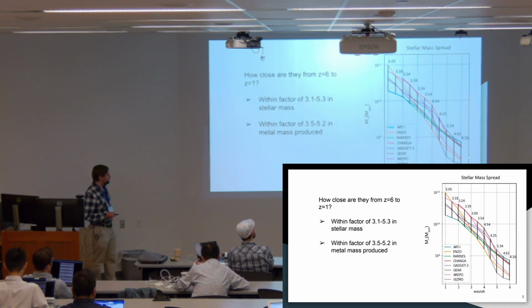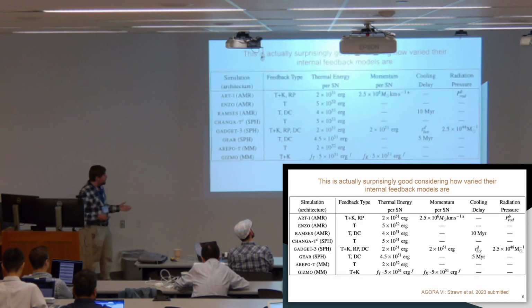For example, Enzo started with very low stellar mass and is now the highest. Art started the highest and is now the lowest. They probably will keep diverging, so after redshift 1, maybe these become too far to be comparable. But at least in this range, they're pretty close to each other, which is honestly pretty good, considering how variable the different strategies are that we used.